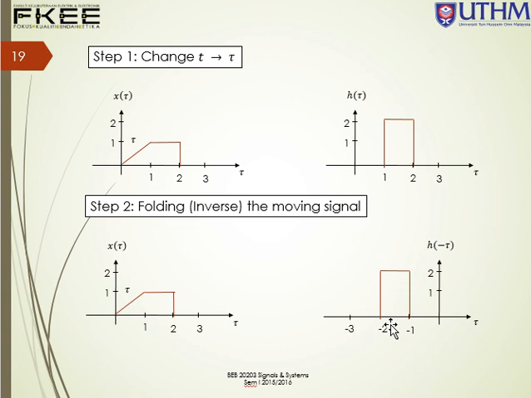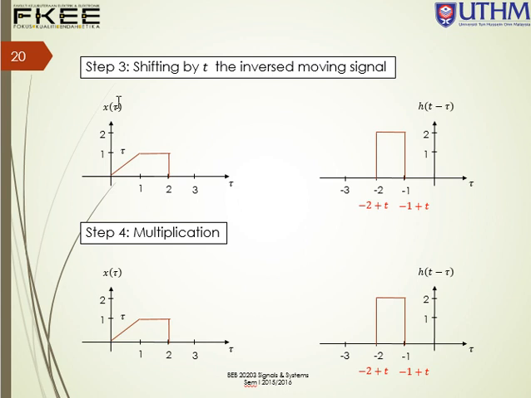So after step 2, which is inverse the moving signal, we will do step 3, where we shift the inverted moving signal by t. When shifting by t, we add t into h(-tau), so this will become minus 1 plus t and minus 2 plus t. We will be interested in this point and this point, because this is the transition, and then this one is 0, 0, and 2. So we are focusing on these two points.